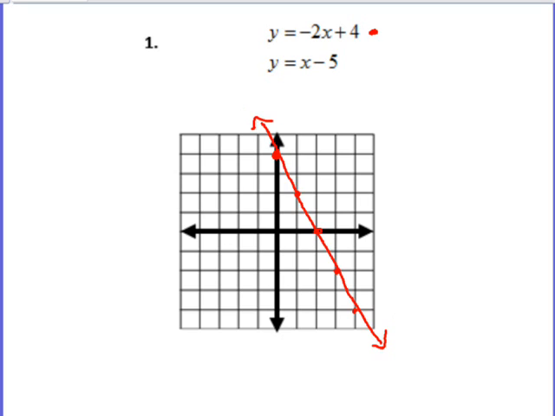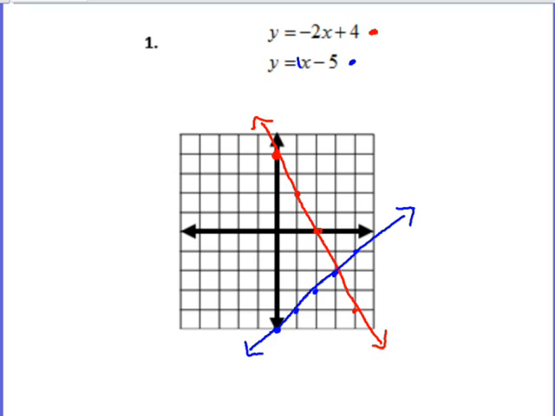Alright, and then I'm going to do the second line in blue. So now I have x minus 5. So minus 5 is my y-intercept, and then the slope, there's no number there, so I know it's 1. Alright, so up 1 over 1, up 1 over 1, up 1 over 1, up 1 over 1, and then I draw my line.